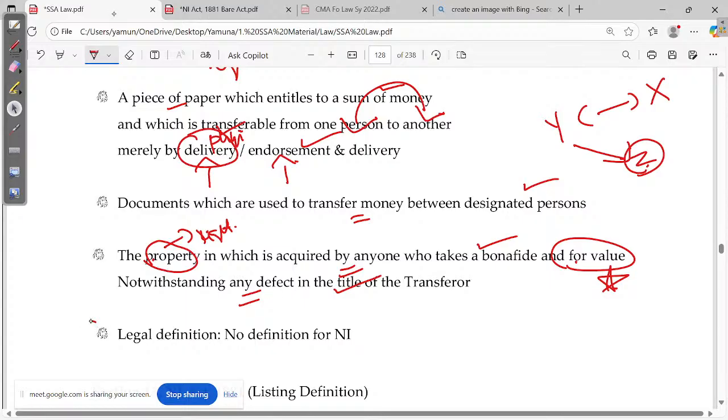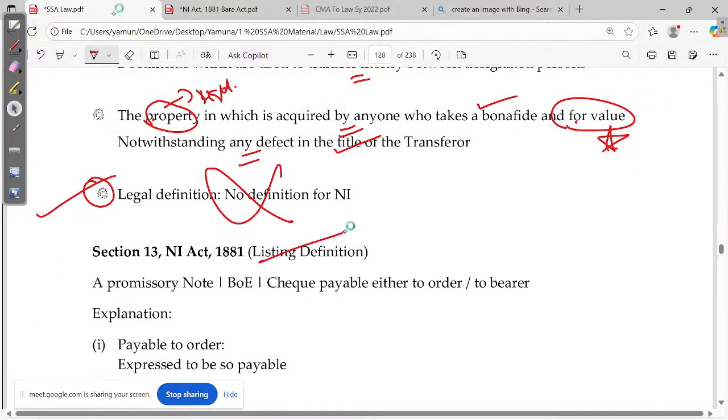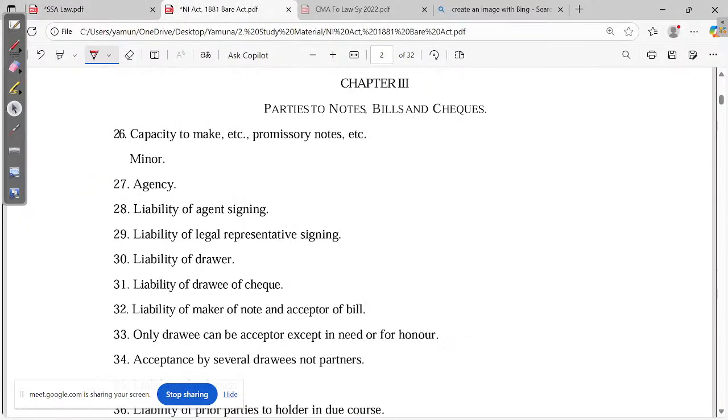And yes, this is an often repeated question. There is no legal definition for negotiable instrument. There is only a listing definition. So it is not a legal definition, it is a listing definition. Define means we have to say what it is, but the Negotiable Instruments Act has not defined it, it has only listed. Let me go to Section 13 of the Act. Shall I refer to Section 13?